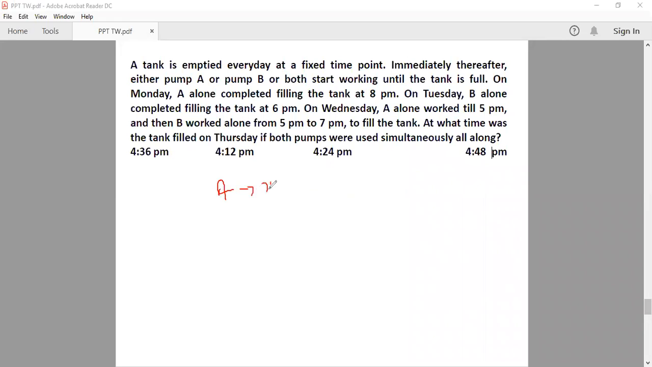A लेता है x hours और B लेता है x minus 2 hours. A की एफिशिएंसी है 2 यूनिट्स पर आवर और B की एफिशिएंसी है 3 यूनिट्स पर आवर. यानी कि A ने 2 यूनिट्स पर आवर की स्पीड से x hours में जितना काम किया उतना ही काम बाई B ने 3 यूनिट्स पर आवर की स्पीड से x minus 2 hours में किया.